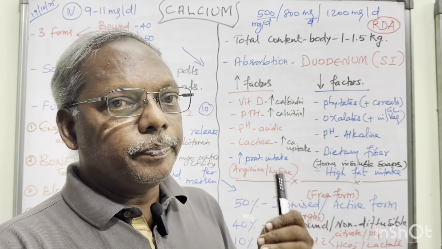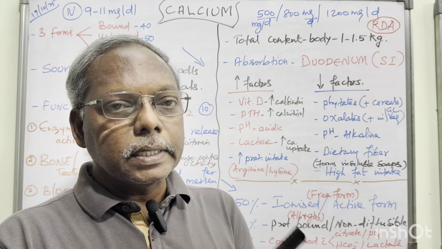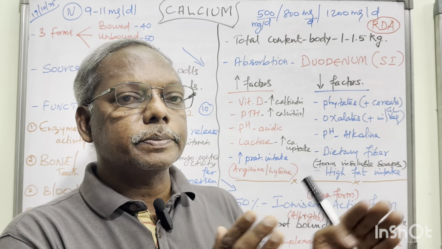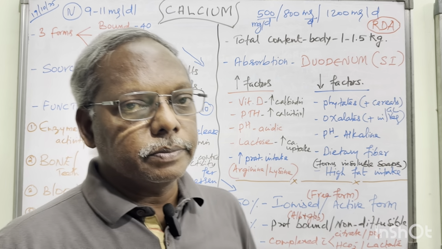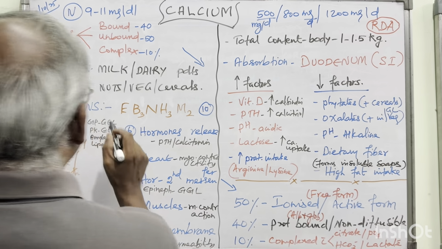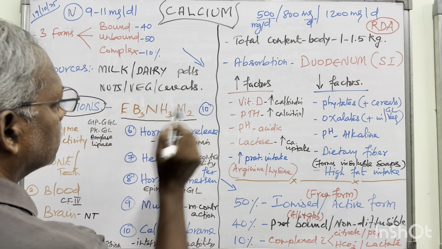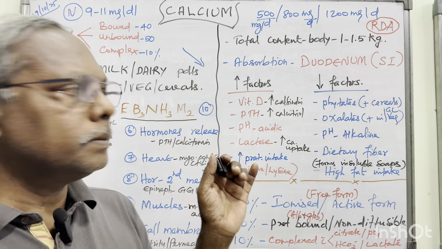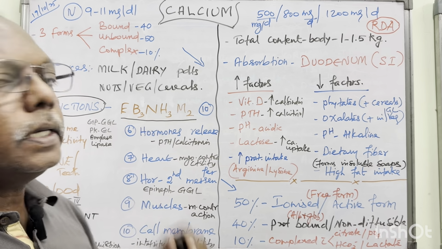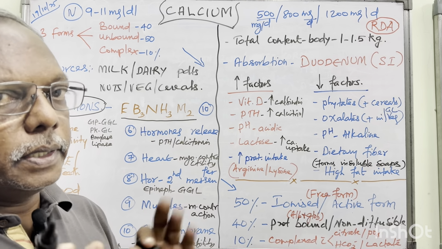So for your calcium, first point is normal serum level. Second is sources. Third is RDA. Fourth one is factors which increase the calcium absorption and which decrease the calcium absorption. Next one is what are all the functions? I think you all know very well about the functions. I have given one simple mnemonic, EB and NH, National Highways, EB Electricity Board, and M2. So EB3, NH3, M2.